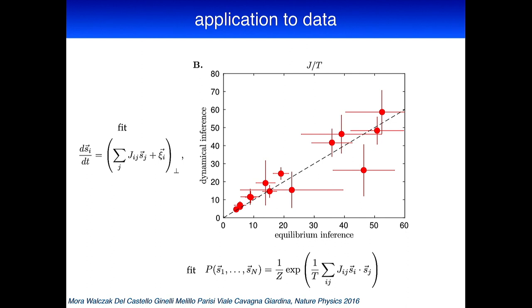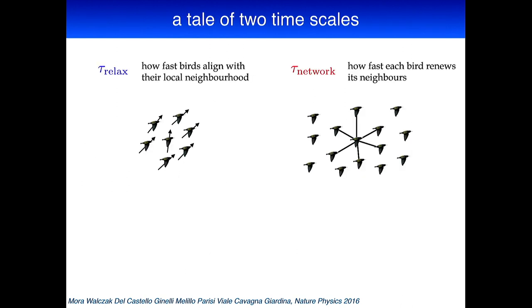So why is it that after everything I told you, that the out of equilibrium aspect, the fact that the neighbors change, that the effective number of neighbors should be higher, how come this actually still works on the actual data, that this equilibrium inference gives the right answer, so to speak? Well, to understand this, I need to maybe introduce the timescales that are in the problem.